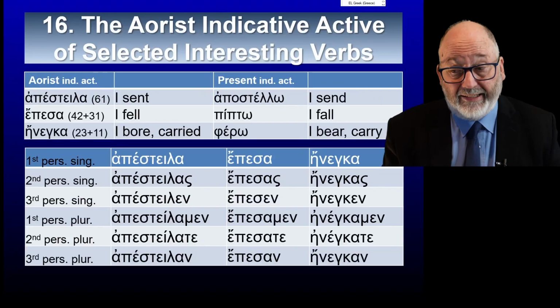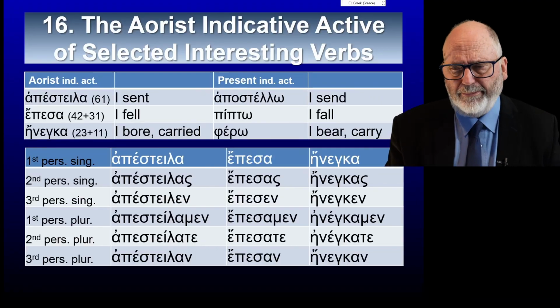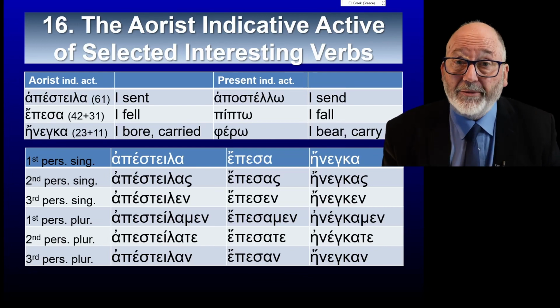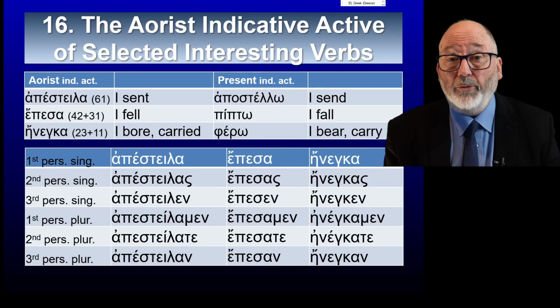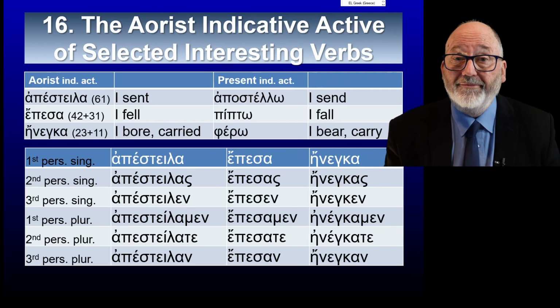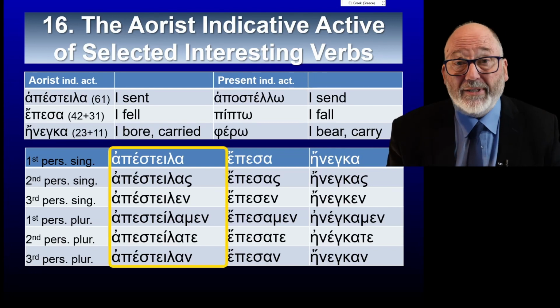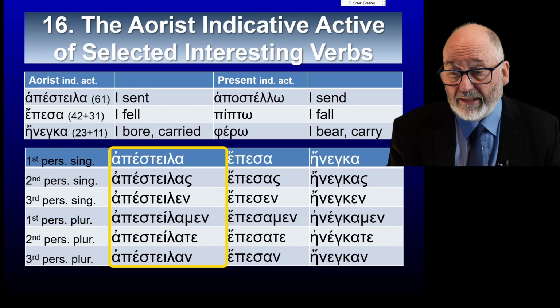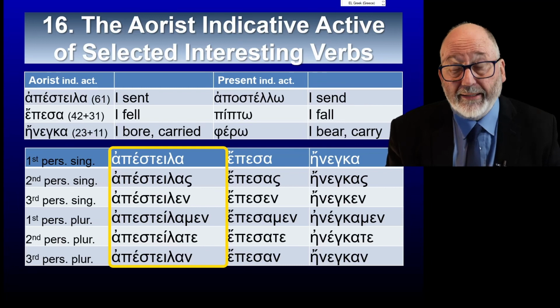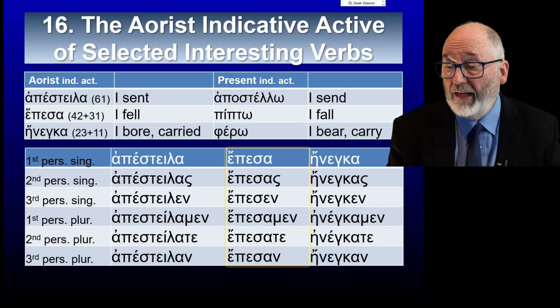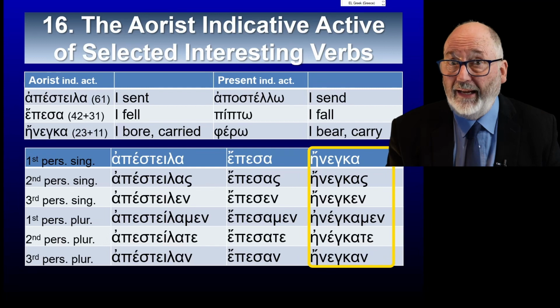Now, from their endings, ἀπέστειλα, ἔπεσα, ἤνεγκα, it's clear that as far as possible, these verbs are going to follow the weak aorist paradigm, well, except for using a sigma. So ἀποστέλλω goes ἀπέστειλα, ἀπέστειλας, ἀπέστειλεν, etc. ἔπεσα goes ἔπεσα, ἔπεσας, ἔπεσεν. ἤνεγκα, ἤνεγκας, ἤνεγκεν, ἠνέγκαμεν, etc.